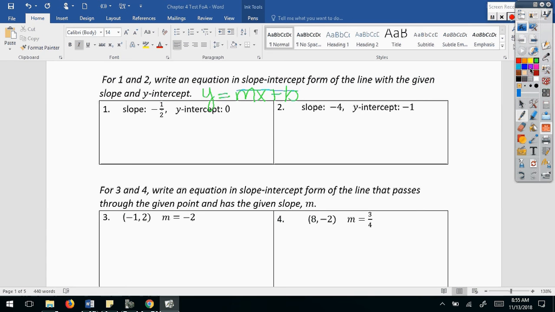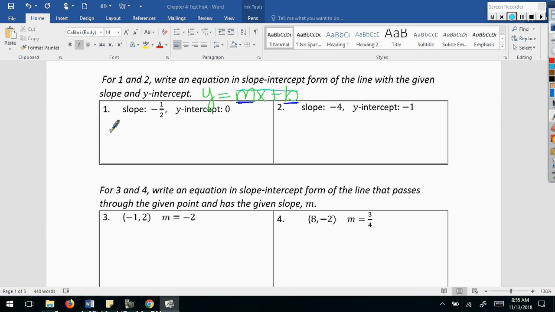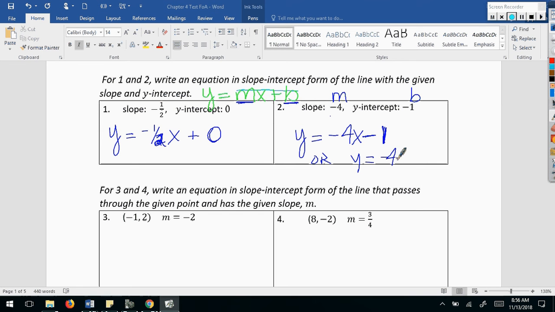A little bit darker color for you here. So m is the slope, b is the y-intercept. So I have y equals negative 1/2 x plus 0. Okay? Here, if I have a slope of negative 4, so that's my m, my y-intercept is my b, so y equals negative 4x. And you could do minus 1 or plus negative 1. Either one is an acceptable answer. Okay, so whichever one of these you have is fine.